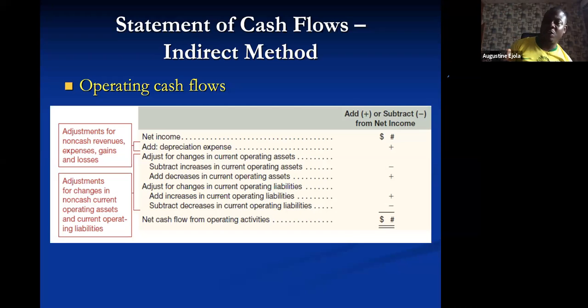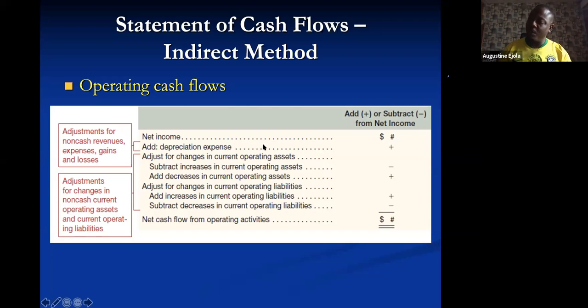And of course, when you acquire an asset, it will go into the investing part of the equation. But in computing your profit and loss, you would have deducted the value of your depreciation from your sales to determine what your net income is. So what do we do to make that adjustment? We will add back your depreciation.